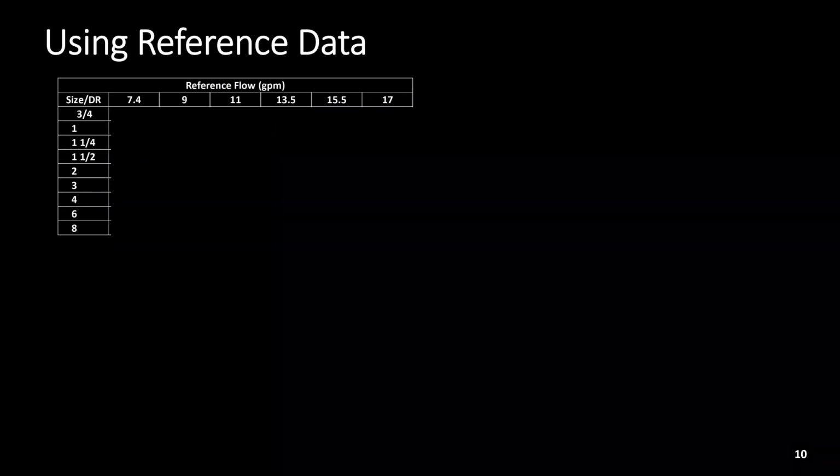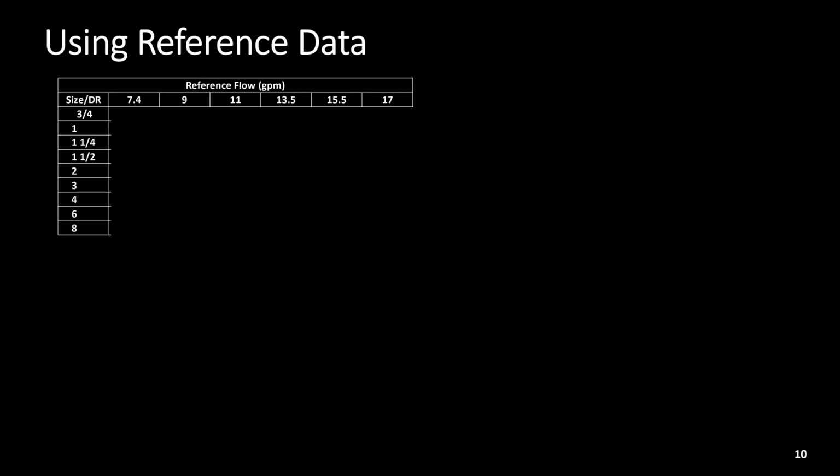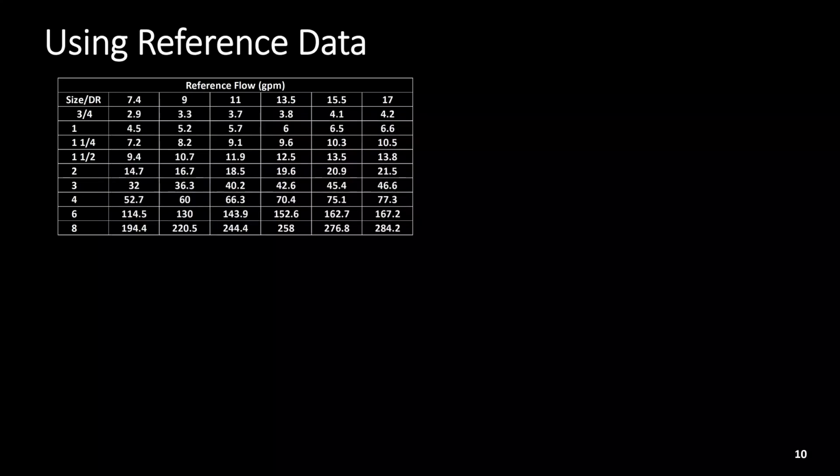Using reference data. So the key to being able to do this quickly is to have a set of reference data. So if we create a table with nominal pipe sizes on the left and your DR, or your diameter ratio, because we do use a variety of DR pipes in geothermal, typically from a DR9 to 15.5, but we put in here 7.4 all the way up to 17. And you fill out this table with reference flow rates.